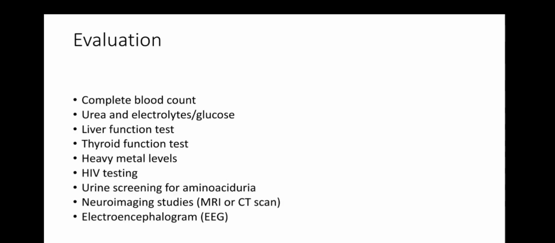Evaluation. So, children that are diagnosed with childhood disintegrative disorder rarely reveal an underlying neurological or medical cause. So, a complete medical and neurological examination is done, and tests are done to exclude reversible causes of the condition. So, the tests that are done include a complete blood count, urine electrolytes, liver function test, thyroid function test, heavy metal levels, HIV testing, urine screening, neuroimaging studies such as MRI or CT, EEG.